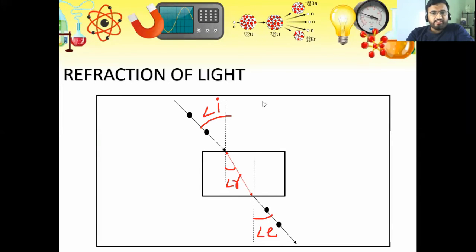We can use these two angles, that is the angle of incidence and the angle of refraction, to measure the refractive index of glass with the help of the formula given in the slide. The refractive index gives us an idea of how much the material can bend light. So the higher the refractive index, the higher the ability of a material to bend light.